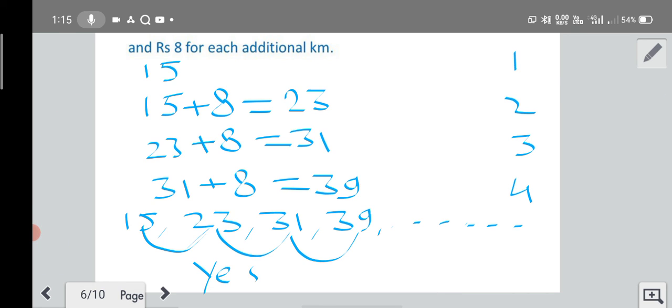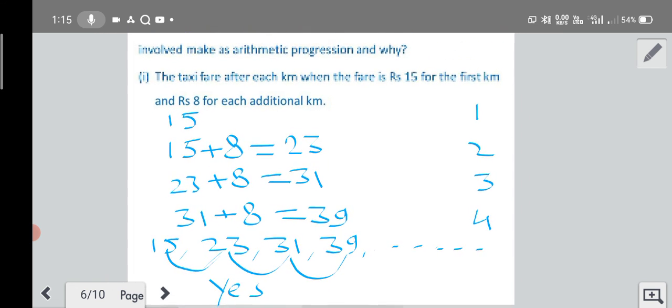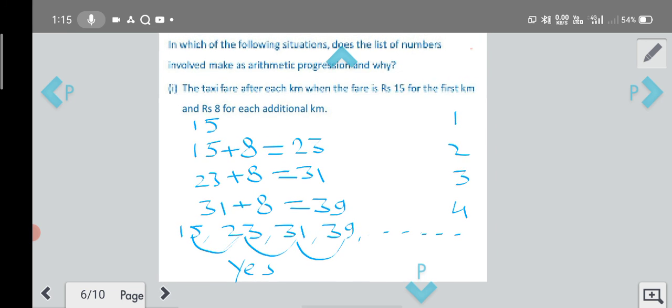So I hope you all understood. Now, similarly, you consider the other situations given in the question and find the list of numbers, and then check the common difference between two consecutive numbers. If that is fixed or the same, then you can say this list of numbers forms an AP. Otherwise, we will say this will not form an AP.